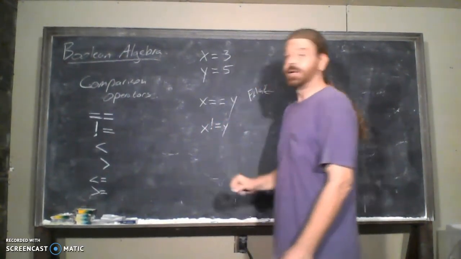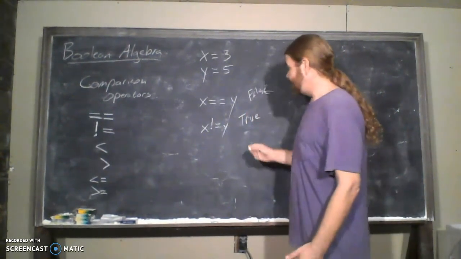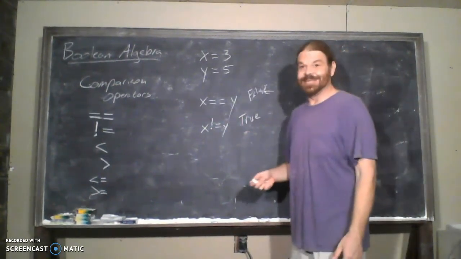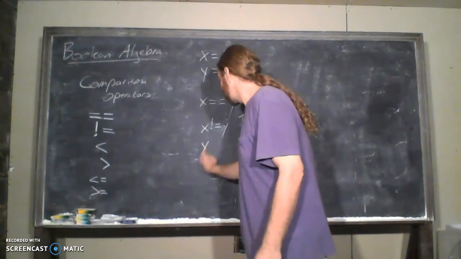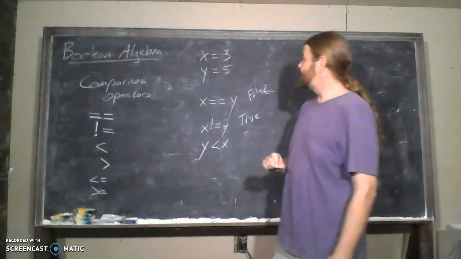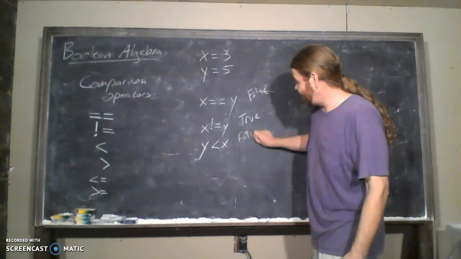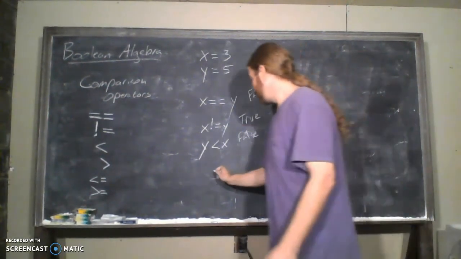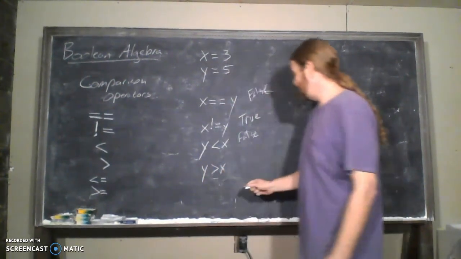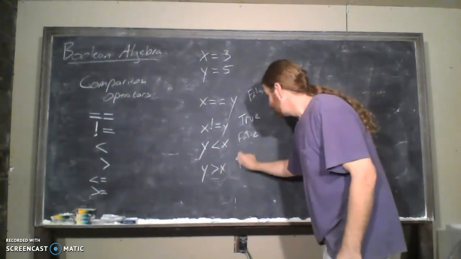X not equal to y. It's true, right? I didn't state it, so hopefully you realize that pause there. I was hoping you're going to answer while you're watching the video. Well, under that, y smaller than x should be false, right? Y bigger than x. Yep, 5 is bigger than 3. So that one's going to be true.